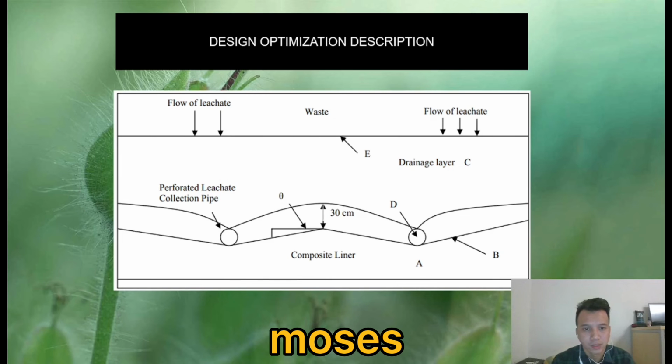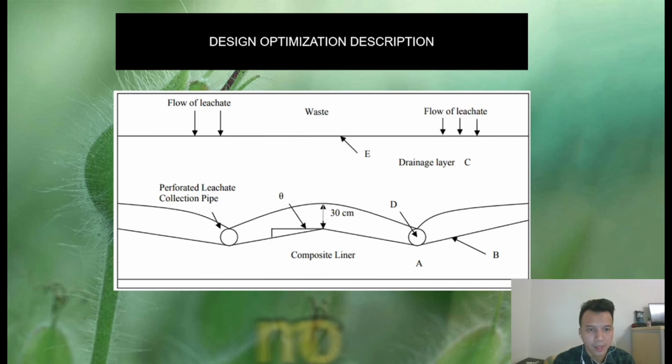Hello, my name is Moses Sanajat, and now I would like to talk about my part, that is design optimization description. The term design optimization refers to a process for engineering design that uses a mathematical formulation of the design problem in order to facilitate the selection of the best design option from among several potential solutions.